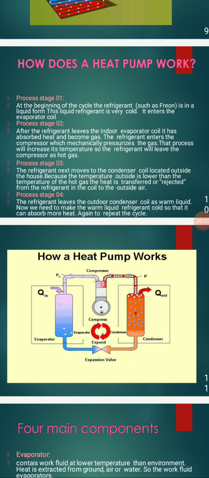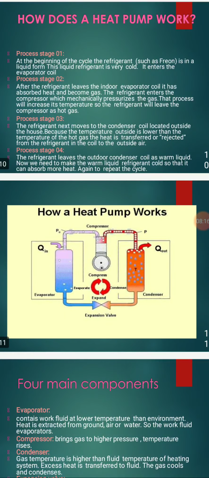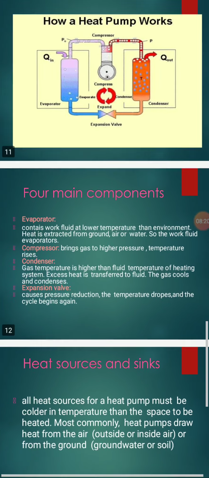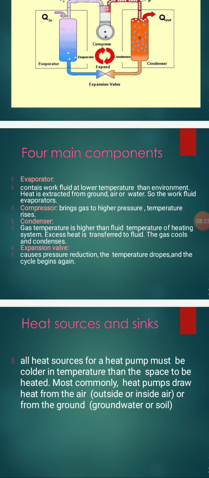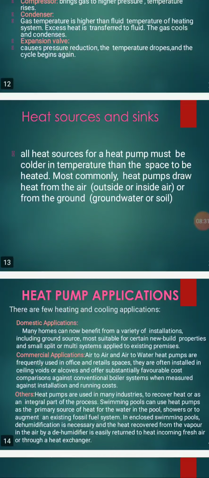The only thing is, it can be a compressor, condenser. In the condenser, the heat from the refrigerant comes out to the atmosphere, the place where it is required. In the same way, there are four main components, and as usual we were discussing evaporator, compressor, condenser and expansion valve. Heat sources and sinks.